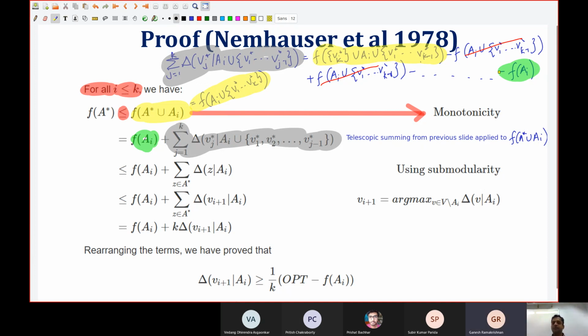The gray, the green, and the yellow tones. Remove the minus from there. The minus I had marked in green, which is undesirable. This f of A_i. Is this clear? So this step is a telescopic summing. That's why in the previous slide I took a simpler telescopic summing on A_i. Now you can apply it to A_i union case.